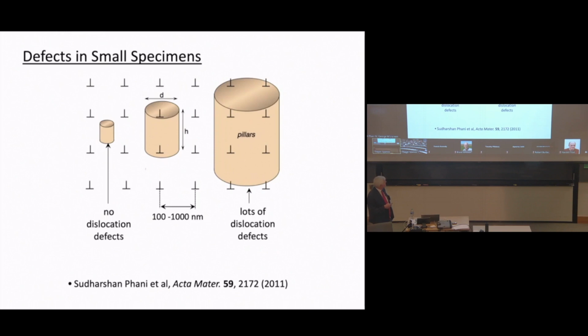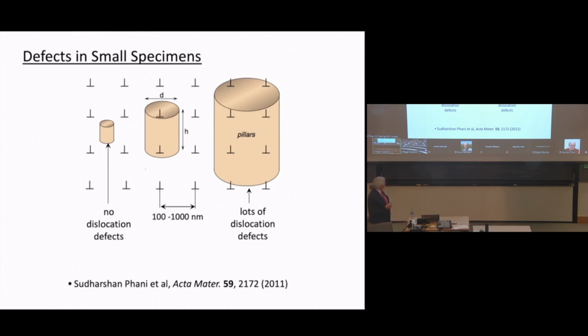And let's now put that in perspective relative to the size of the specimen. So if the specimen is big relative to that spacing, then you've got lots of dislocations in there. And when you start to push on this pillar, what happens is you get to the point where the stress is big enough to move those dislocations.